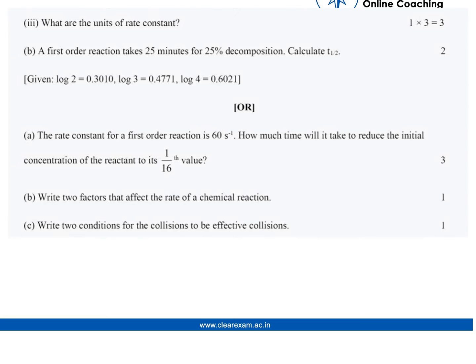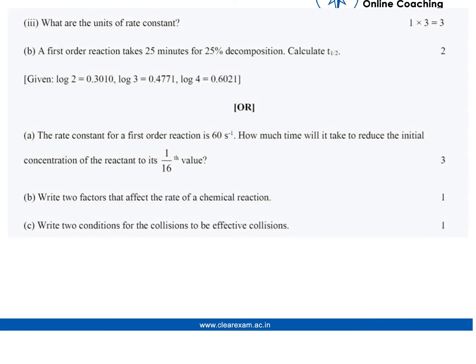B part, a first order reaction takes 25 minutes for 25% decomposition. Calculate T half. T half means half life. So the OR part of the question is: the rate constant for a first order reaction is 60 second inverse. How much time will it take to reduce the initial concentration of the reactant to its 1/16th value?